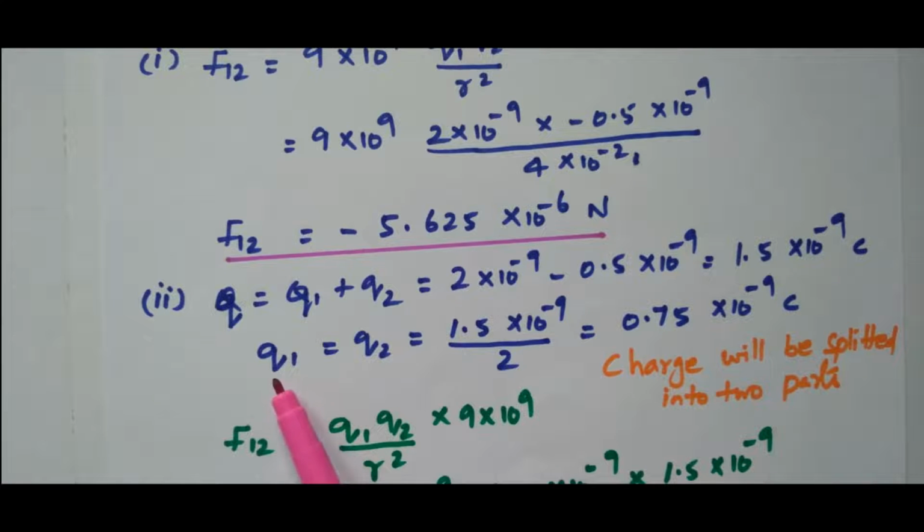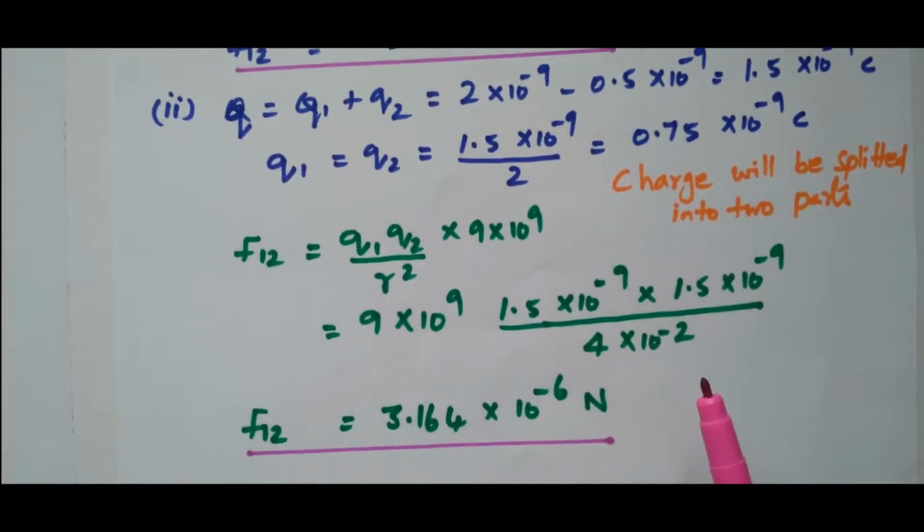Charge will be splitted into two equal parts. So that Q1 and Q2 equal to half of this value. 1.5 into 10 to the power minus 9 divided by 2 means 0.75 into 10 to the power minus 9 Coulomb. It is splitted into exactly half. Now both Q1 and Q2 are same value. So by using this value, we can find the force again.